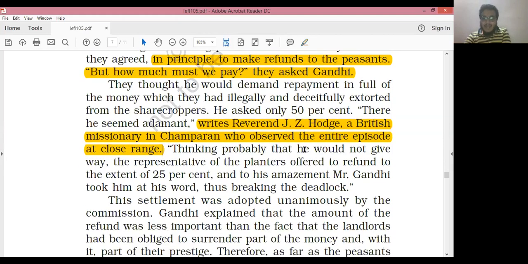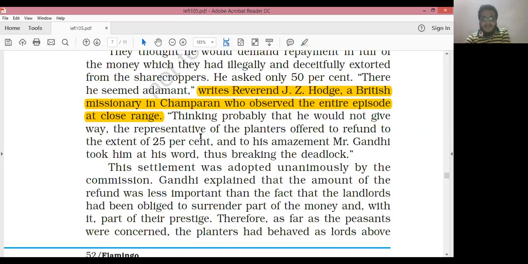Thinking probably that he would not give way, the representative of the planters offered to refund to the extent of 25%. And to his amazement, Mr. Gandhi took him at his word, thus breaking the deadlock. So Gandhi demanded 50% and they said they would give 25%. And to his amazement, Mr. Gandhi took him at his word. He accepted: yes, if you are paying 25%, no issue.